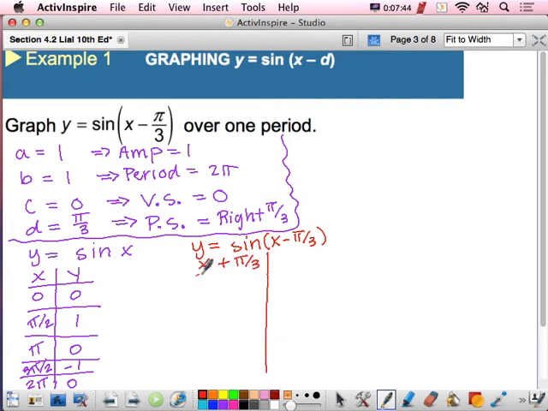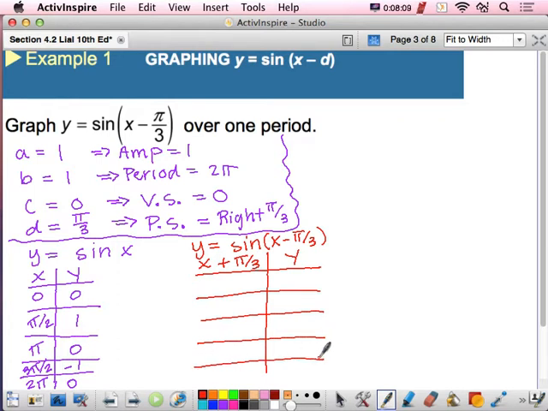Am I changing my y values at all? Do I have a vertical change? No. So those will stay. So those are easy. But when you shift, you have to move your phase shift. So we're going to add pi over 3 to each of our x's to shift it to the right. So let's build that table. 0, 1, 2, 3. I can't count. 1, 2, 3, 4, 5.